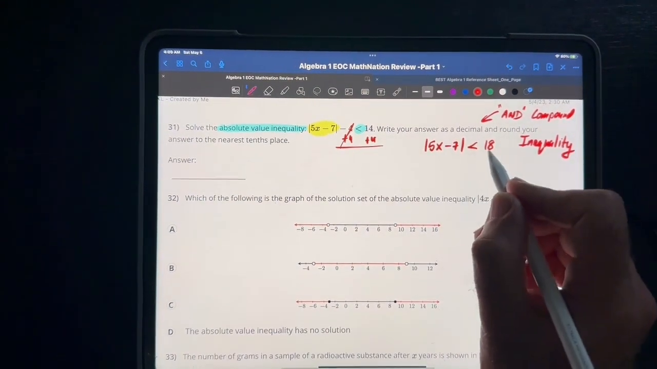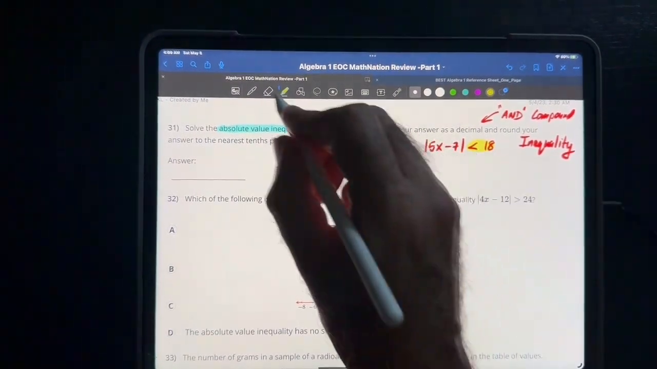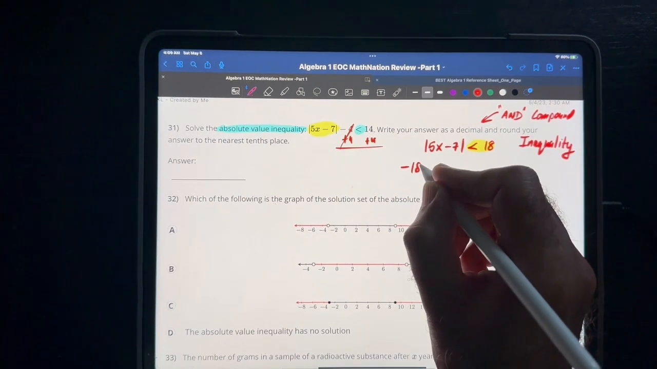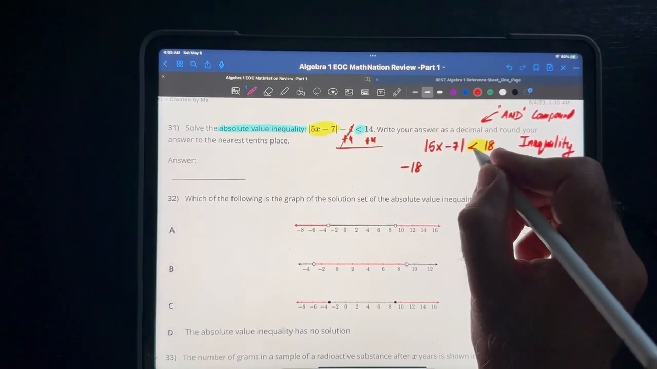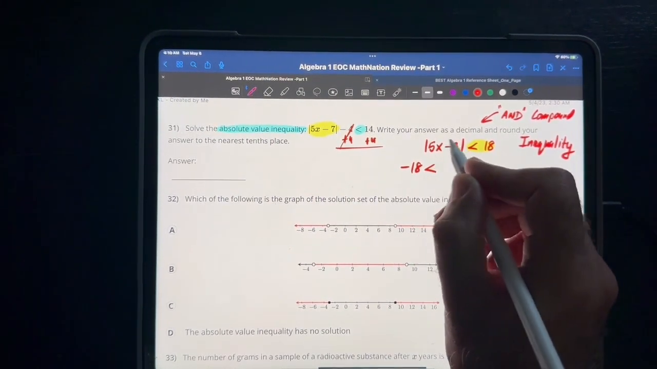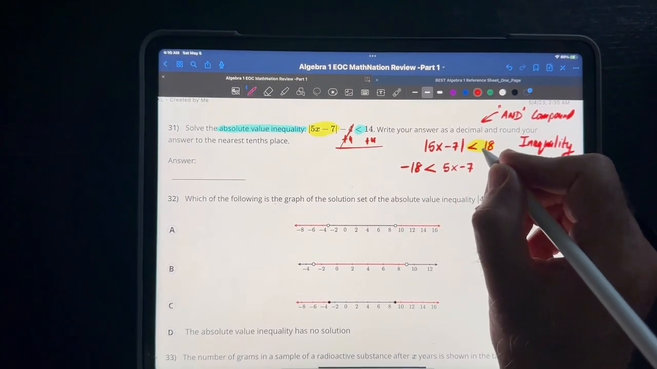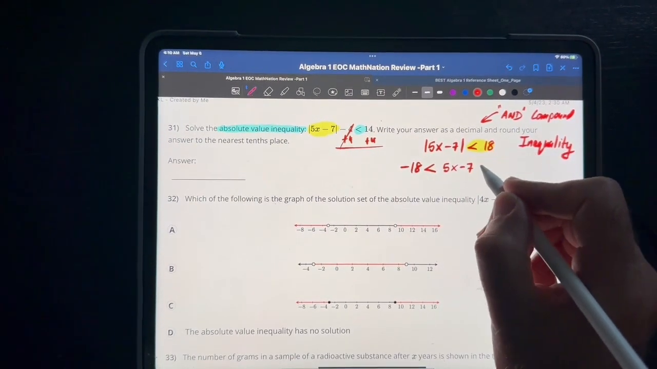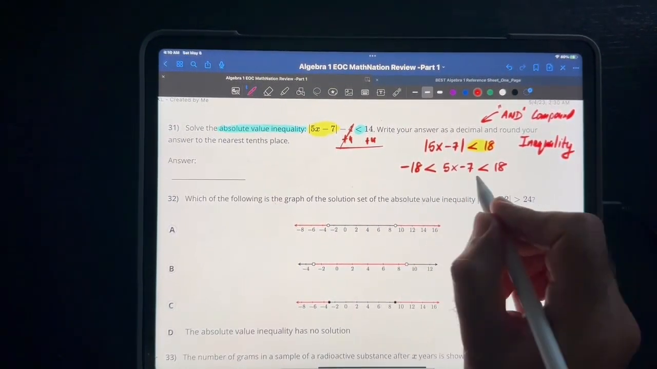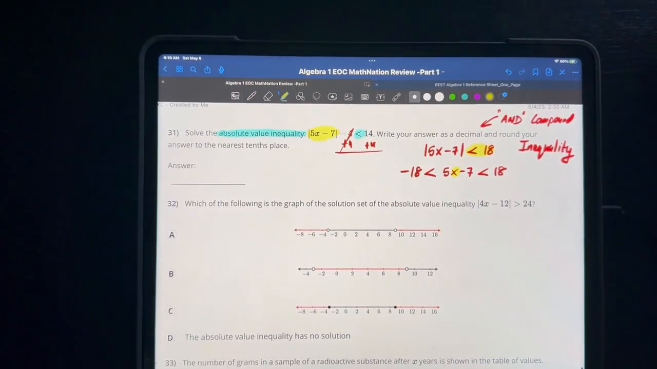All right, so when that's an AND, how you rewrite it, just look very carefully now. You're gonna take the opposite of this number, put it in the front. So you take the opposite of that, put it in the front, then you keep this sign here, so less than. Then you're gonna put this here in the middle, 5x minus 7, and then you're gonna keep the same exact thing here, what you have right here. Okay, and then now you solve this because you're trying to get x by itself.